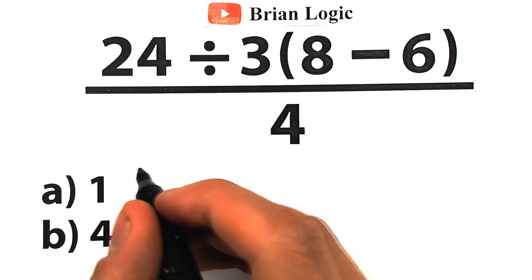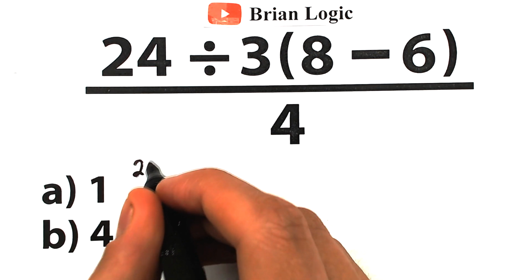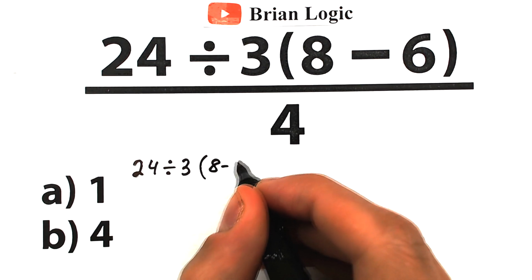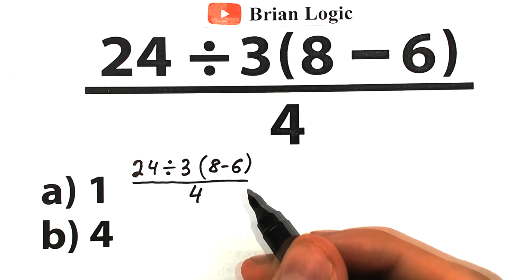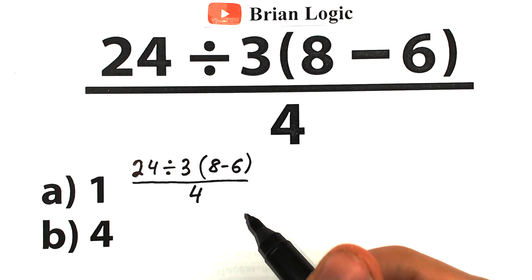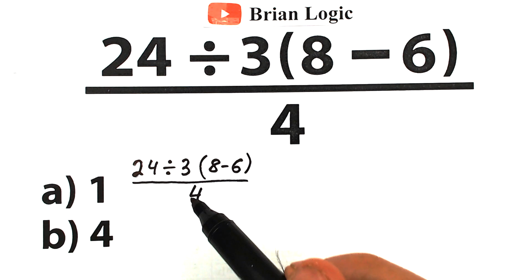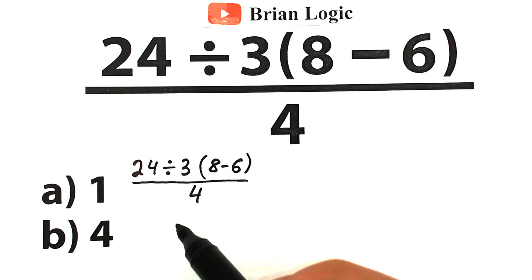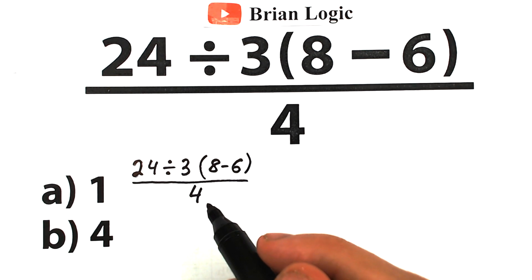So let's rewrite this problem right here and think a little bit about a solution. We have 24 divided by 3, in parentheses we have 8 minus 6, and we divide all of this by 4. What makes all the difference in the world is the order in which we do this problem. Do we do division first, then multiplication, then subtraction, or parentheses? You can see a lot of combinations, because whatever order of operation we select is going to create a different answer. So we need to understand the correct order to do this problem.